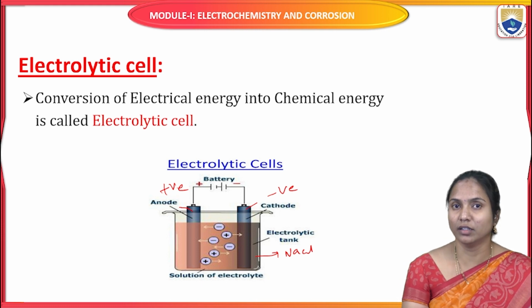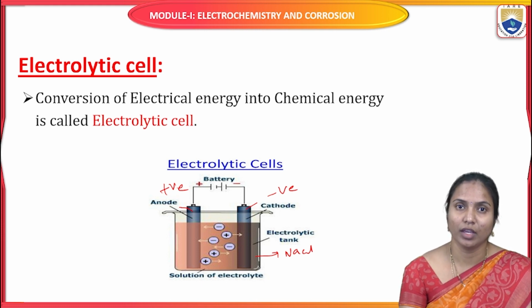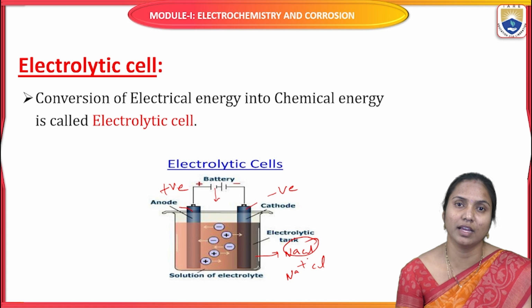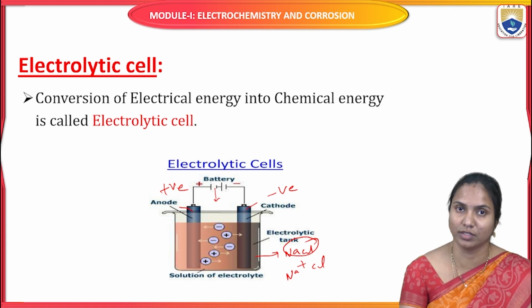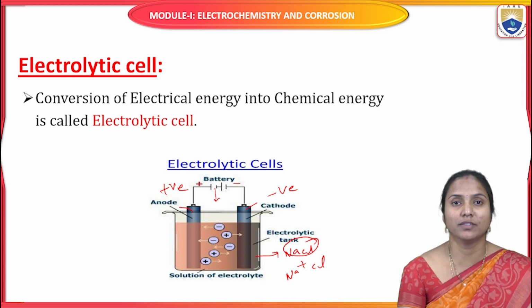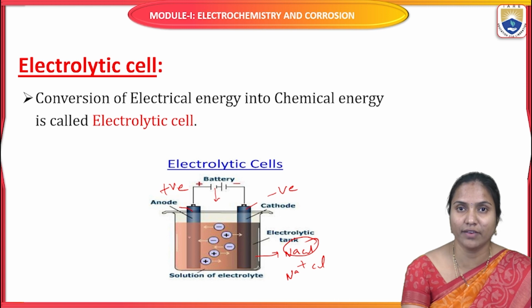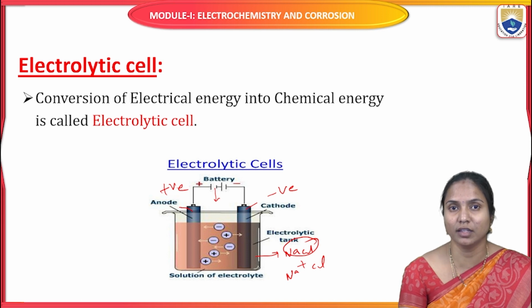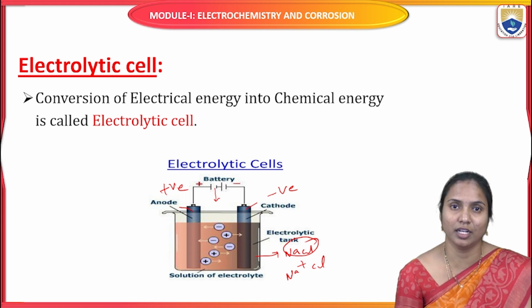When we dip these two electrodes in this electrolytic cell and pass electricity through it, NaCl is decomposed into Na plus and Cl minus ions during electrolysis. These ions move to the oppositely charged electrodes. That means, in this electrolytic cell, the anode is positive and the cathode is negative.